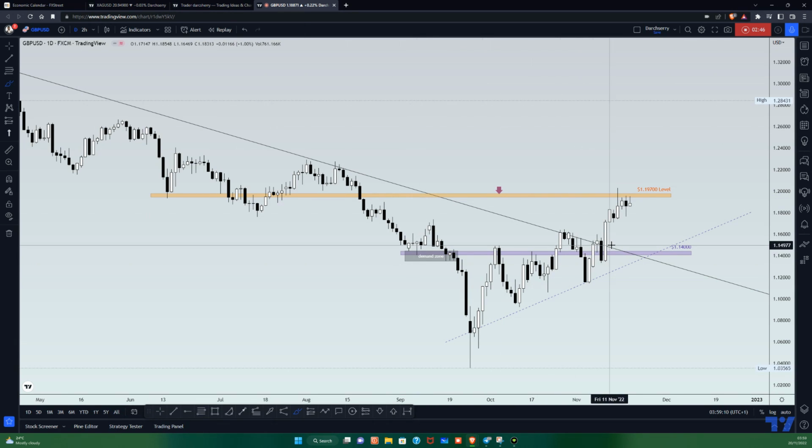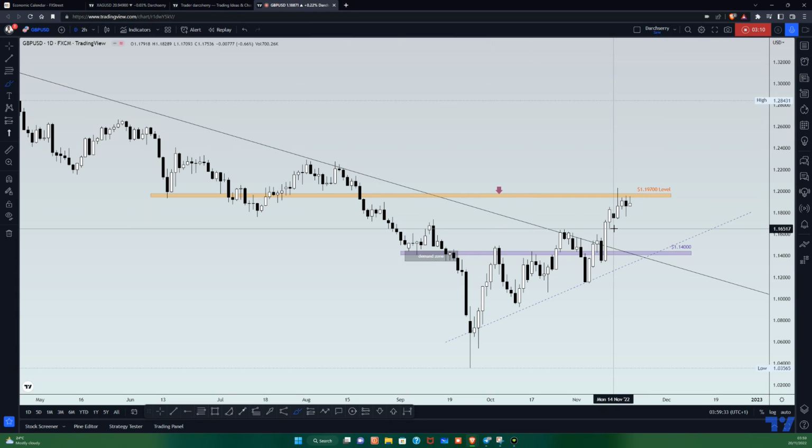Though we had the breakout of the 1.14 area here a couple of weeks ago, which also lines up with the bearish trend line, so we had a breakout of that structure. But as soon as price got into the 1.197 level during the course of last week's trading session, we started seeing selling pressure right below that level to emphasize the strength of the sellers at this point.